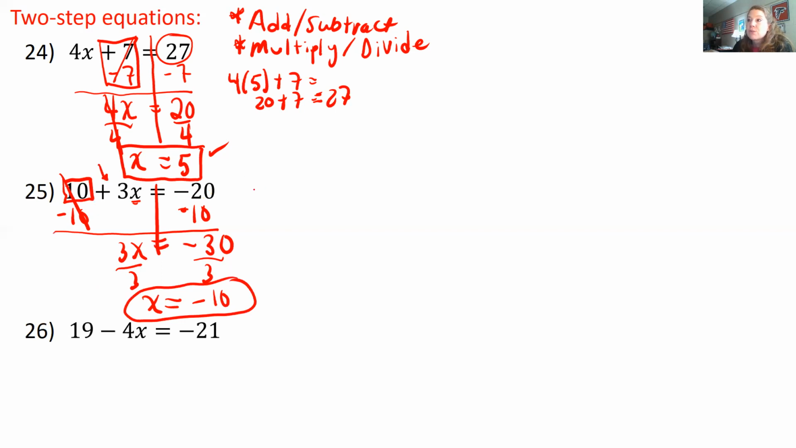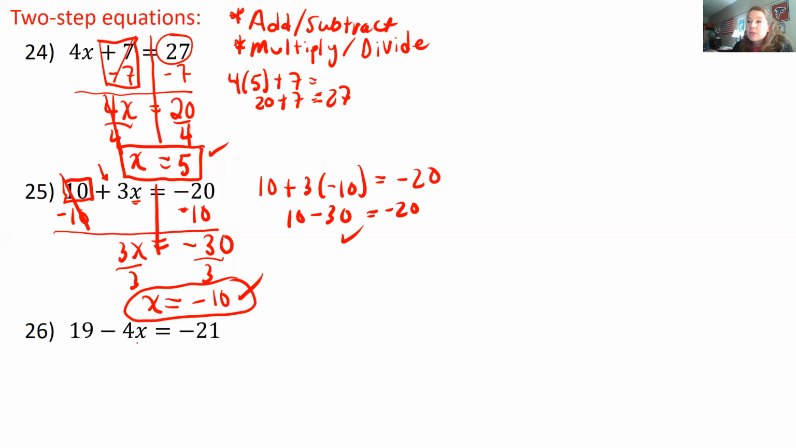So then to double check, you want to plug it back in. 10 plus 3 times negative 10, is that negative 20? Well, 3 times negative 10 is negative 30. And yes, you take the sign of the bigger digit, and the answer is negative 20. So our answer is correct.